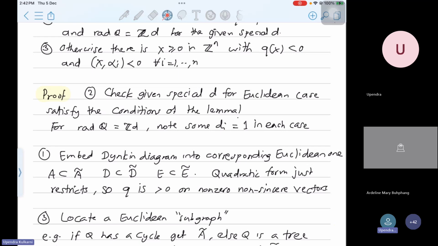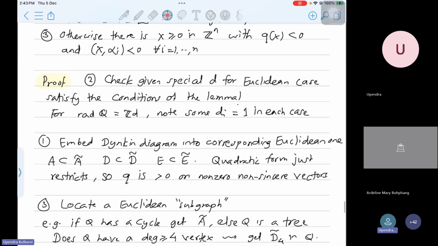I should say what I mean by a subgraph. By subgraph, I mean take some of the vertices and some of the edges. Of course, if I want to take an edge, I have to take both vertices that it connects. But I'm allowed to delete some vertices and all edges connected to them. I'm also allowed to delete some of the edges keeping the vertices. That's what I mean by a subgraph. Having said that, if the graph has a cycle, just keep the cycle and erase everything else. That's your A n tilde. Otherwise, I will have a tree.